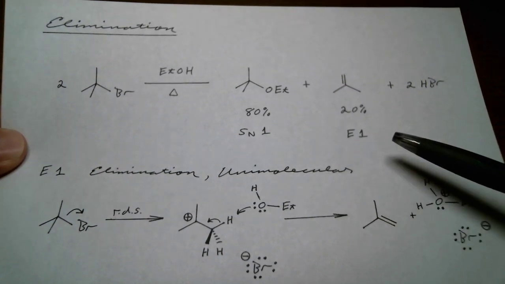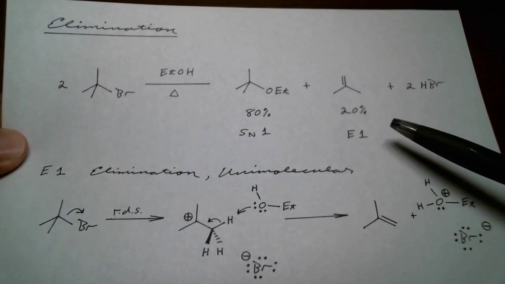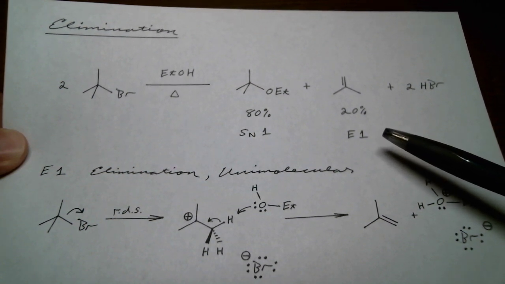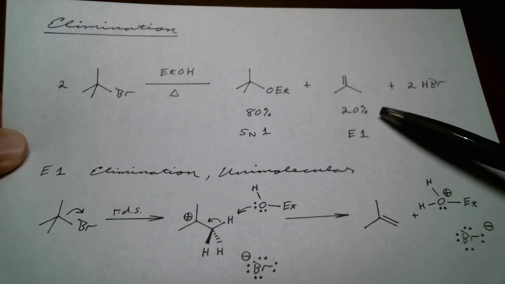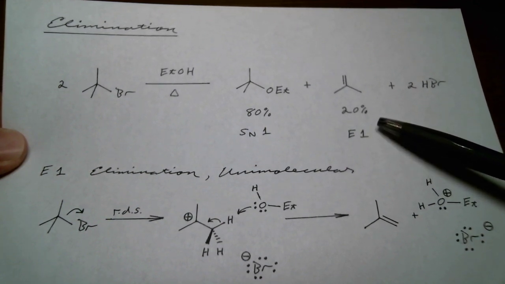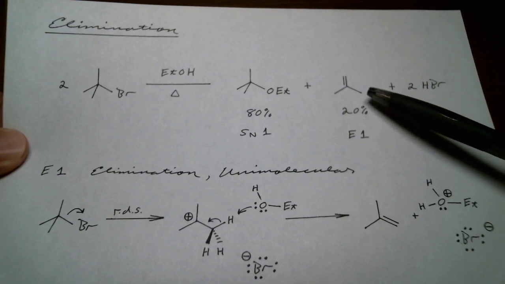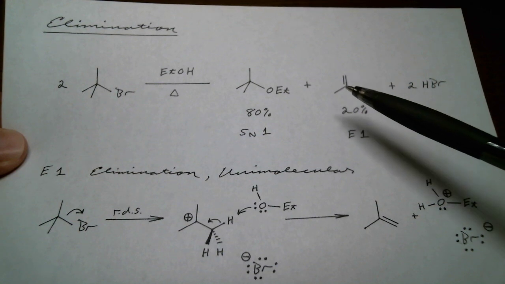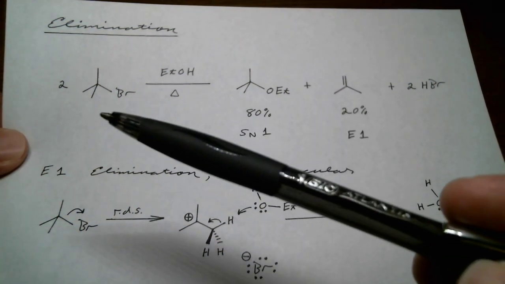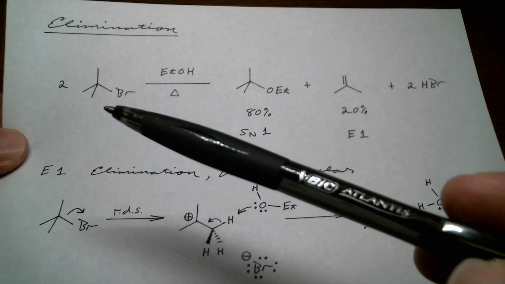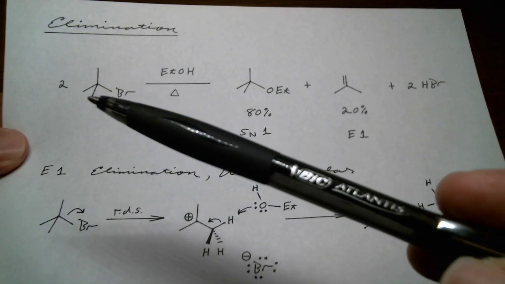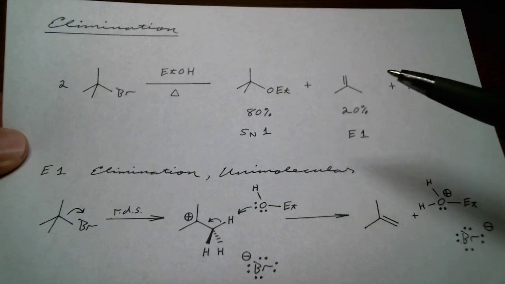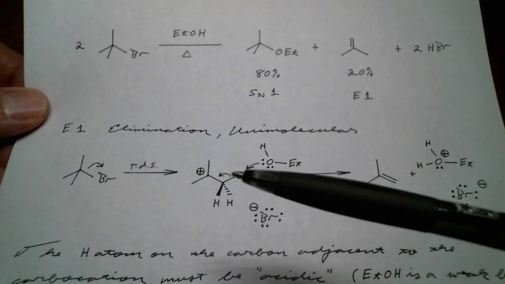However, we also get a small amount, 20%, of something called an elimination unimolecular product. And so that's E1. And what is it? It's an alkene. Well, how many carbons are in this alkene? 1, 2, 3, 4 carbons. How many carbons were in our 2-bromo-2-methylpropane? 1, 2, 3, 4. So let's investigate how this product arises.